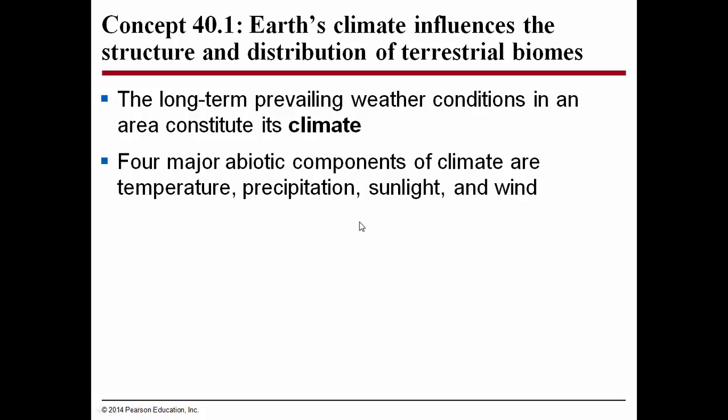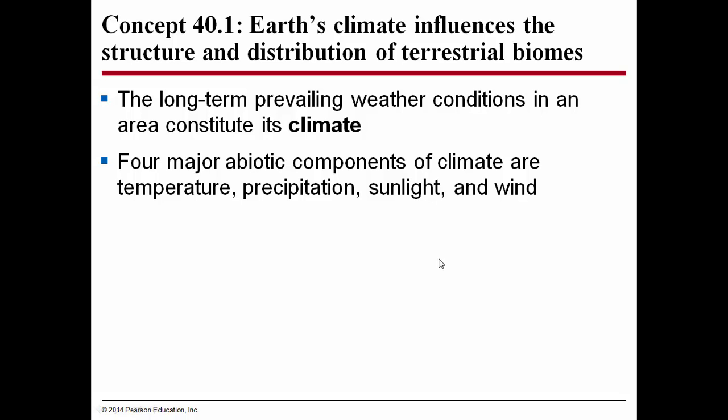Okay, now Earth's climate influences the structure and distribution of its terrestrial biomes. The long-term prevailing weather conditions in an area constitute its climate. In fact, climate can be said to be those factors which affect the predominant vegetation in an area. Four major abiotic components of climate are temperature, precipitation, sunlight, and wind.